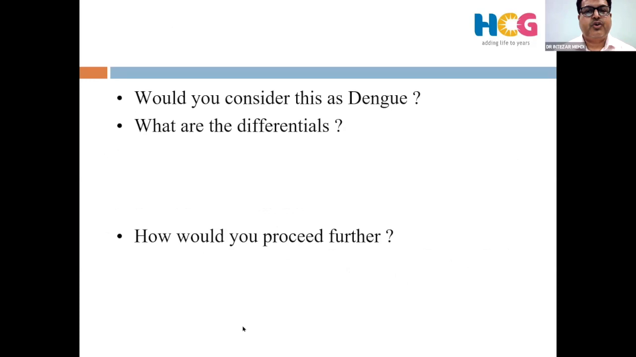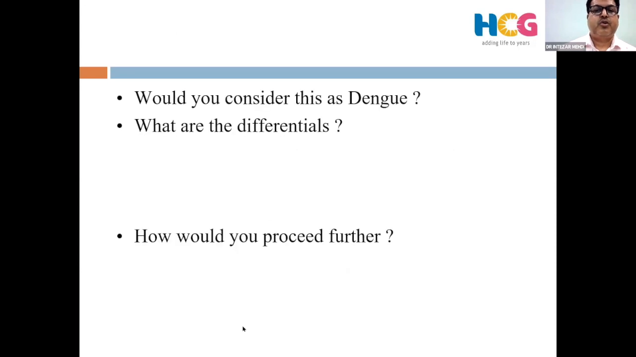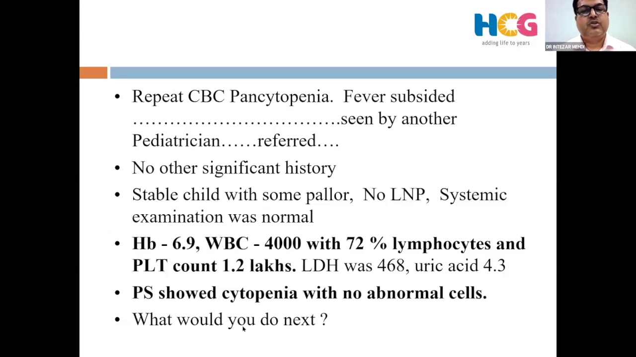Now the question is, would you consider this as dengue? What are the differentials and how would you proceed further? I mean, there's no rocket science here. All of us would agree that since there is such significant anemia along with thrombocytopenia, dengue is not in our differential upfront. We all know that platelets can drop with dengue and WBC also can drop, but usually there is hemoconcentration. Hemoglobin is very unlikely to drop. So if we were seeing this child, we would not manage it as dengue and would think of other causes.